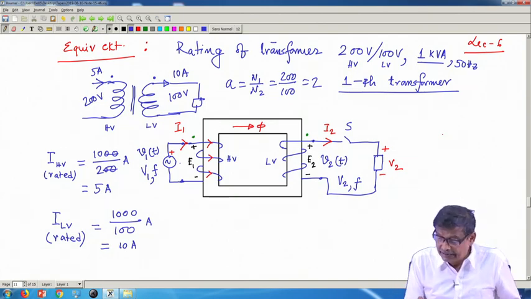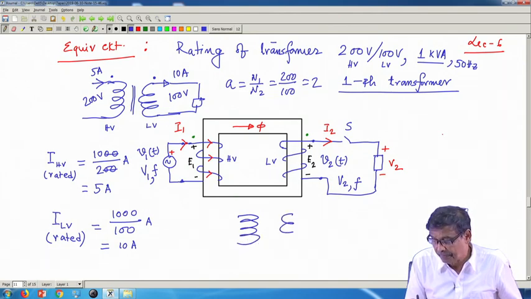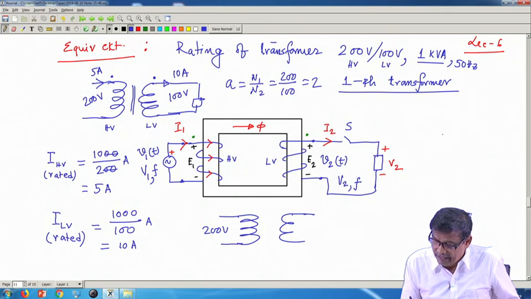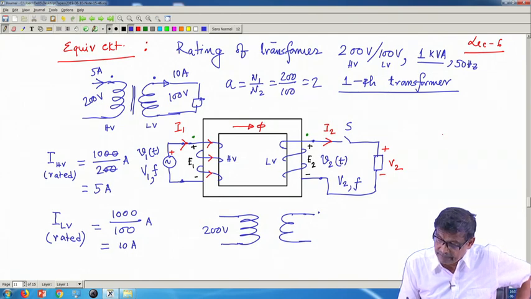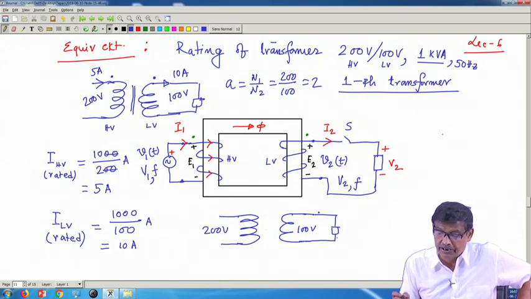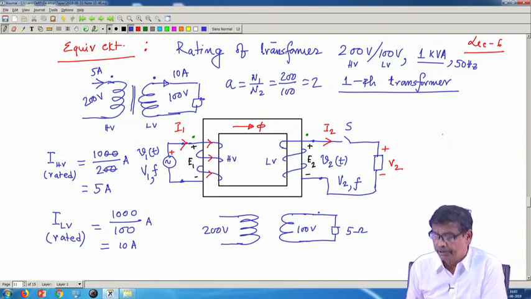Acha, let me do something more with this. Suppose this is the transformer. I have applied here 200 volt, and I have connected an impedance here. Here you will get 100 volt immediately if you apply 200 volt. Suppose somebody connects an impedance of 5 ohm. What is going to happen?